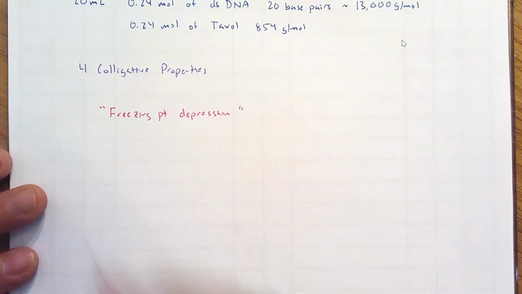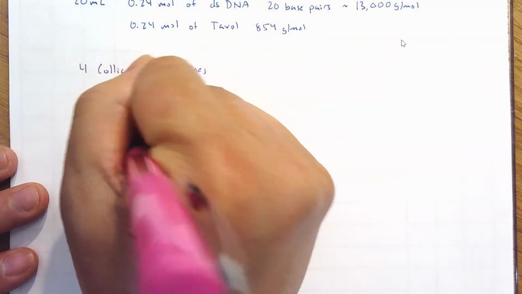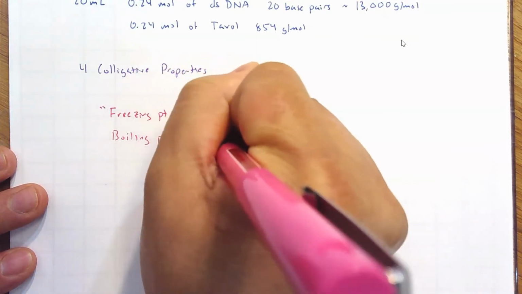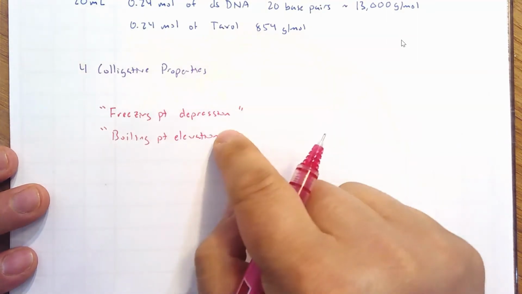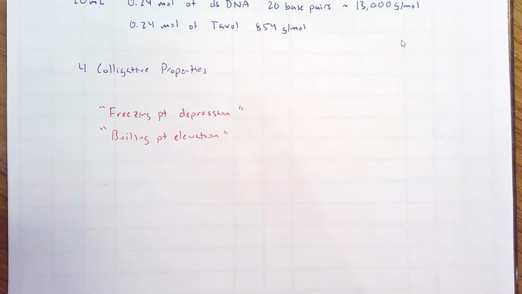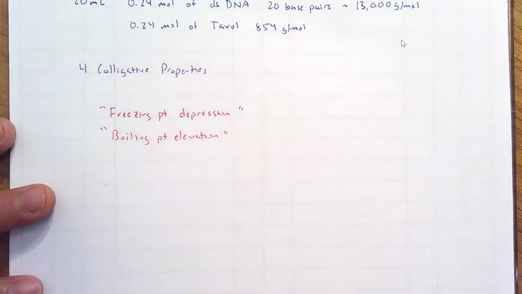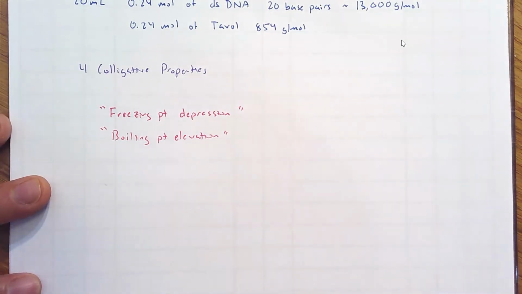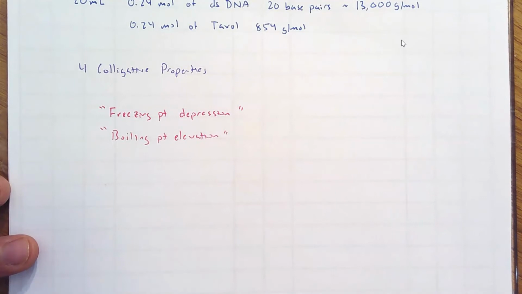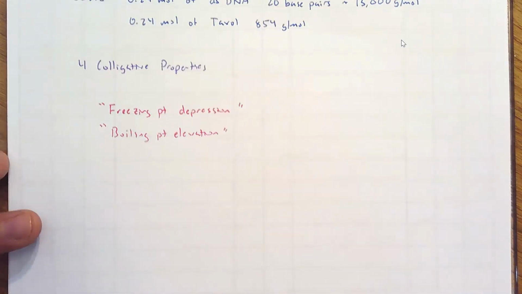Freezing point depression. Boiling point goes in the opposite direction: boiling point elevation. I think the freezing point is easy to remember because when you want to melt the ice on your driveway, you salt it. You add a solute, and that lowers the freezing point so it's harder to freeze that water. So the ice melts when it's at 0 degrees Celsius outside.